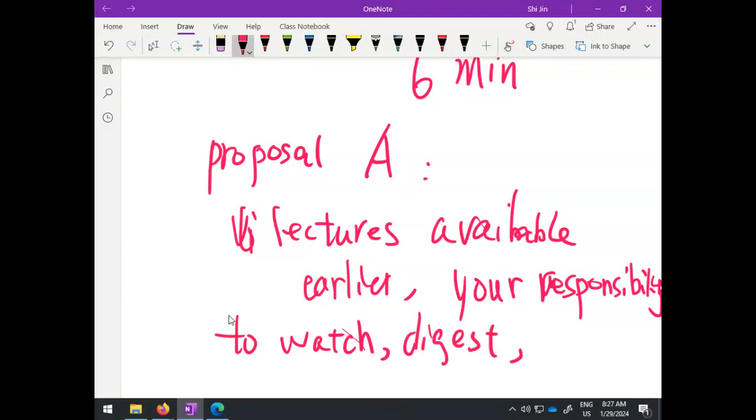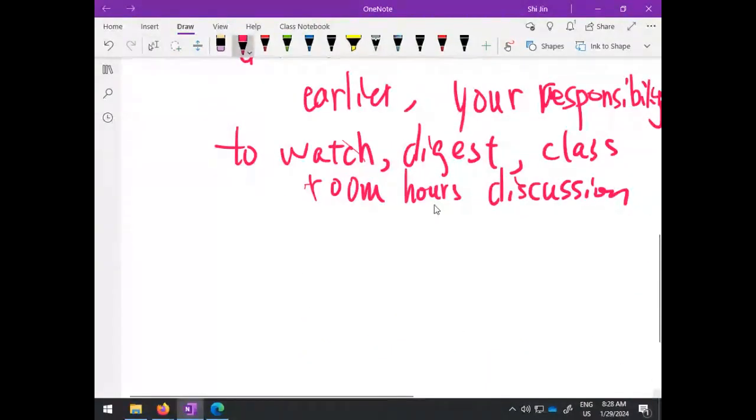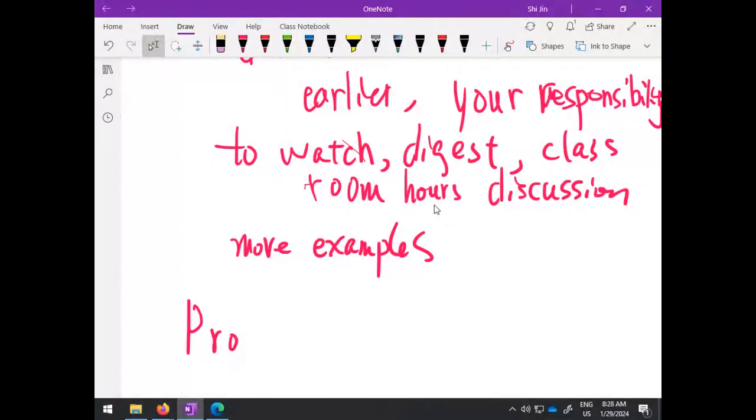And then classroom hours are for discussion and more examples. Then proposal B is regular, just as you can probably expect from the past, the typical undergraduate course mode.